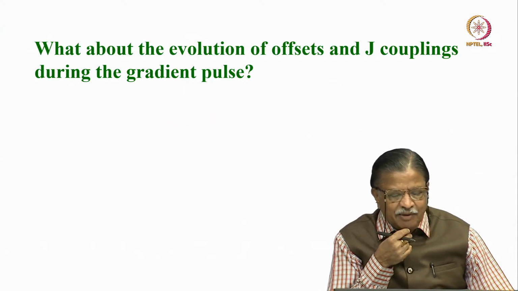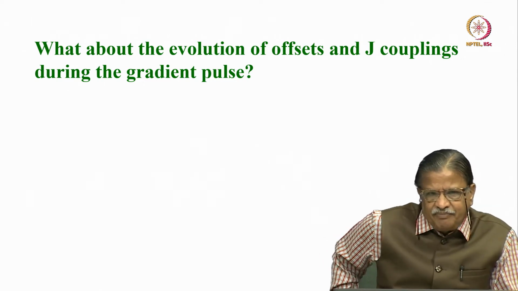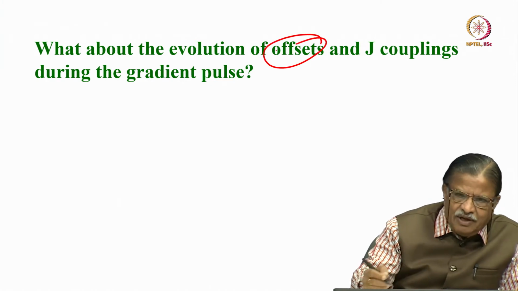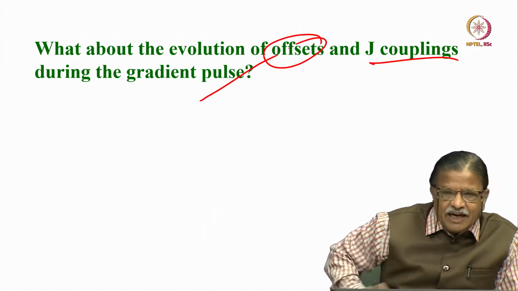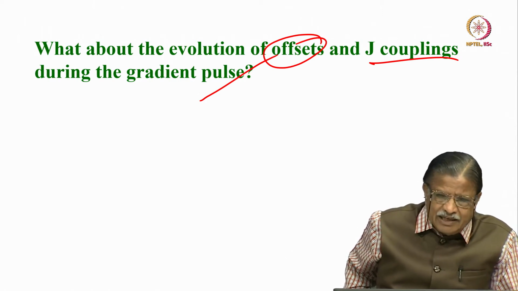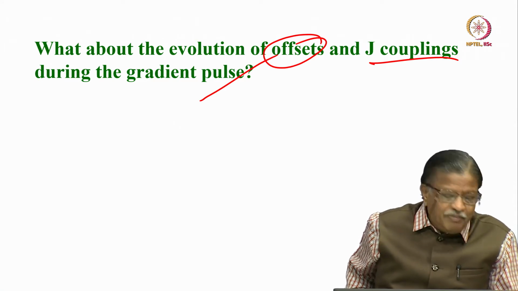Okay. We have been discussing the coherence order, coherence pathway. What about evolution of chemical shifts or offset, and J couplings during the gradient pulse? When the gradient pulse is applied, at that time also chemical shifts and J coupling can evolve. Then what happens to that?